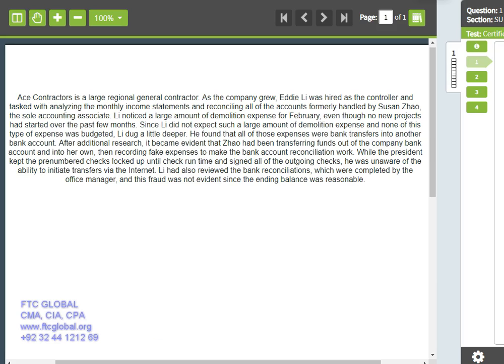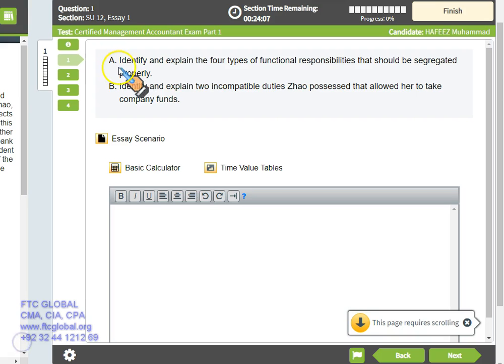So let us see the kind of questions being asked. Moving on to the question side now. Here we go. Question number 1, part A. Identify and explain the 4 types of functional responsibilities that should be segregated properly.